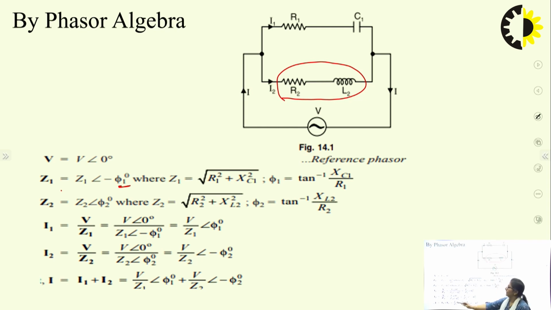If that is so, the current can be given as V upon Z1, voltage V at angle 0, impedance we have already calculated, Z1 with an angle of minus phi1. So the currents can be calculated. Similarly, I2 would be given by V upon Z2. Definitely the addition of I1 and I2 is going to get me the total current, right? This is a parallel circuit, but the phasor addition of I1 and I2 is going to get me the total current, not only the magnitudes.